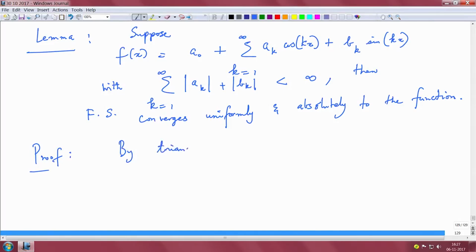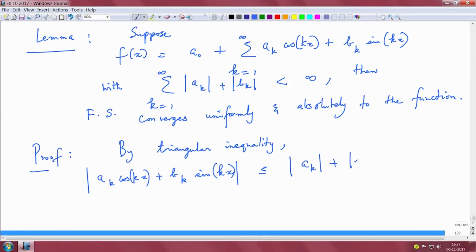Let us start with our familiar inequality, which is the triangular inequality. You take absolute value of a k cos k x plus b k sin k x. This is less than or equal to absolute value of a k plus absolute value of b k, because the absolute value of the cos and sine functions is less than or equal to 1. Okay. This is the first thing that you would do.